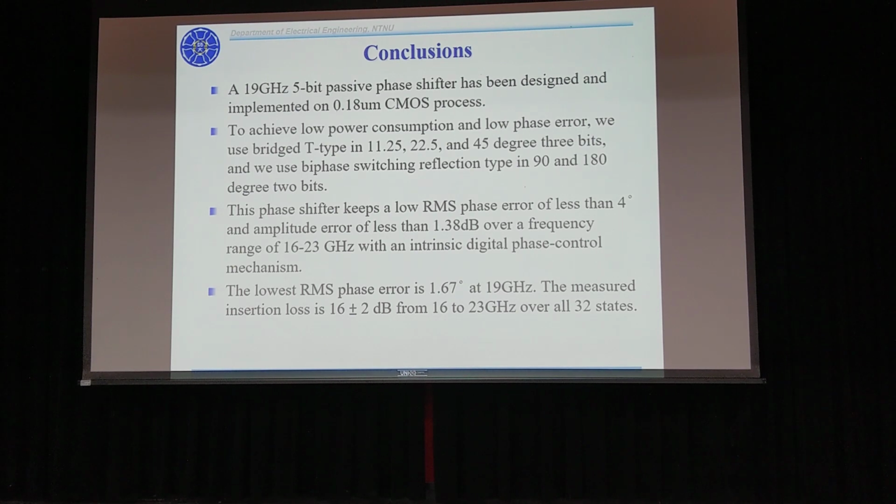This 19 GHz passive phase shifter is implemented on a 0.18 micrometer CMOS process. We use bridge T type and the biphase switching reflection type to achieve 0 power consumption and lower phase error. This design with digital phase control mechanism achieves lower RMS phase error and RMS amplitude error.